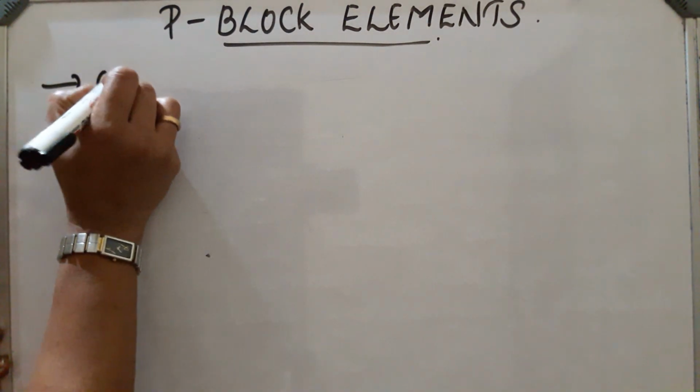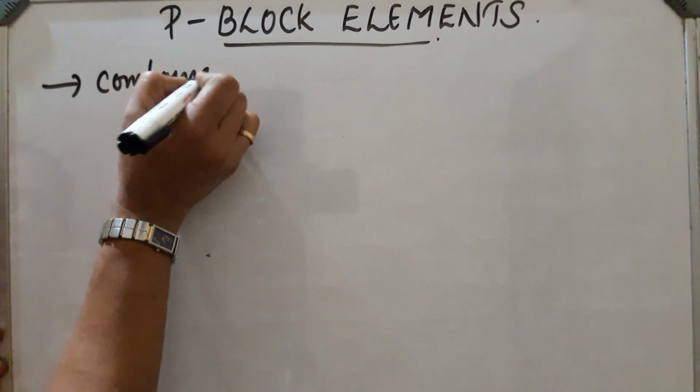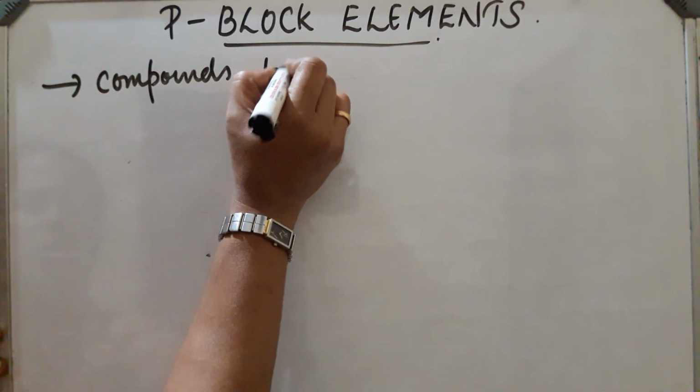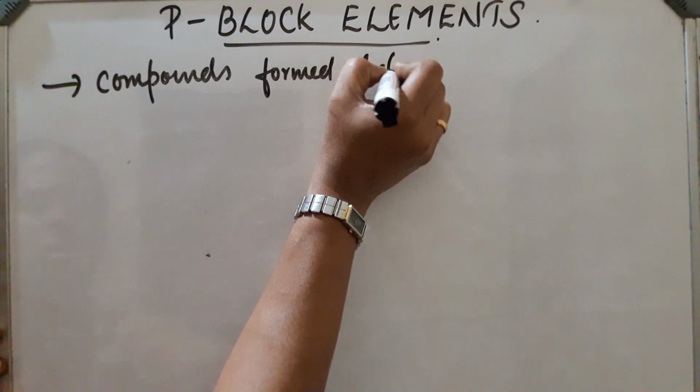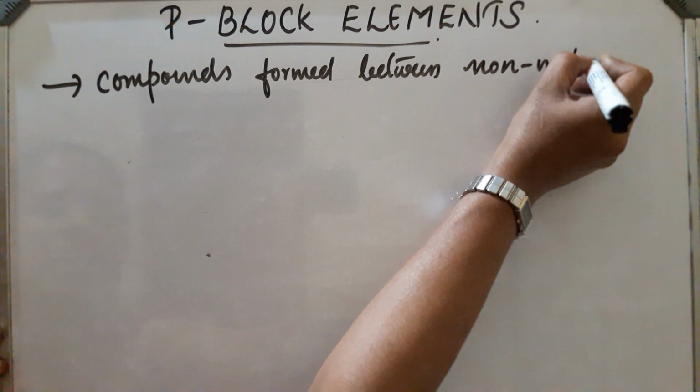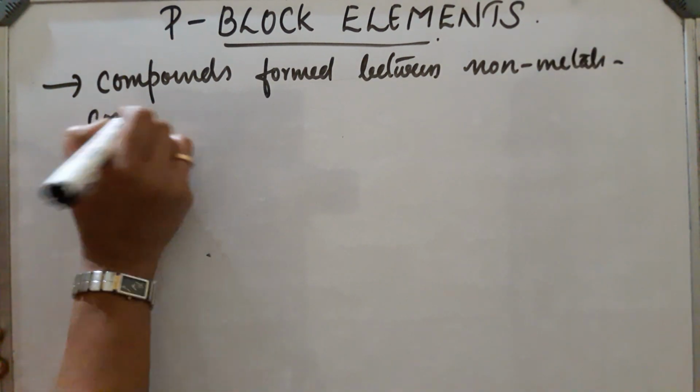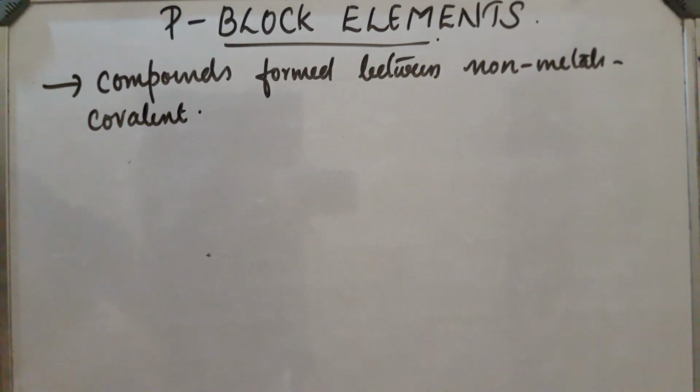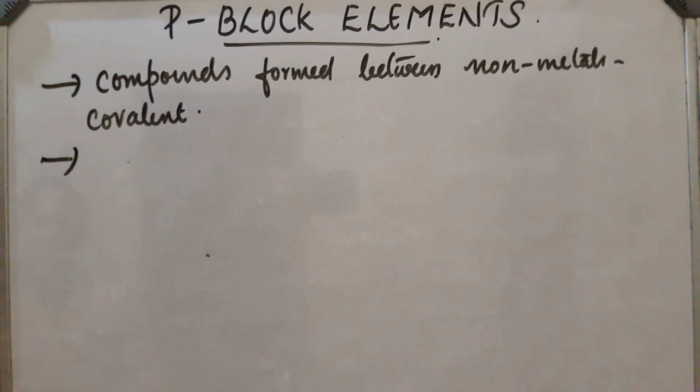Next, compounds formed between non-metals are largely covalent in nature. Non-metal oxides are acidic or neutral in nature, whereas metal oxides are basic in nature.